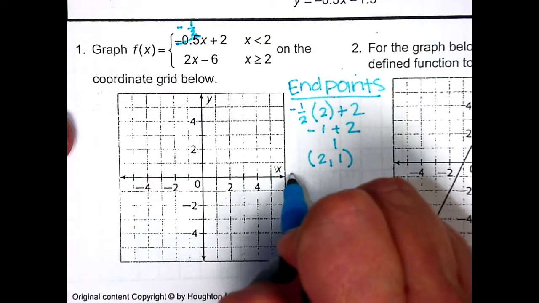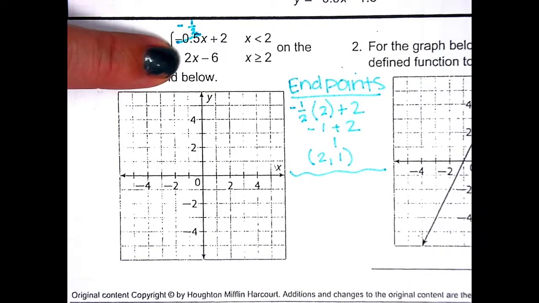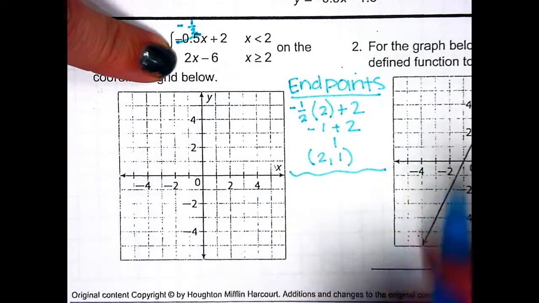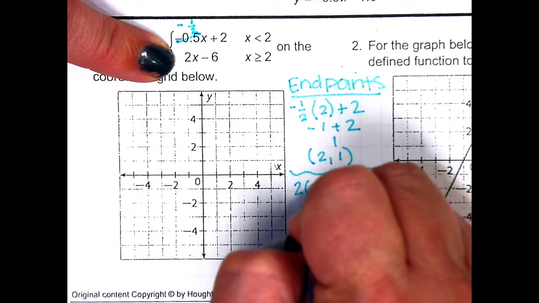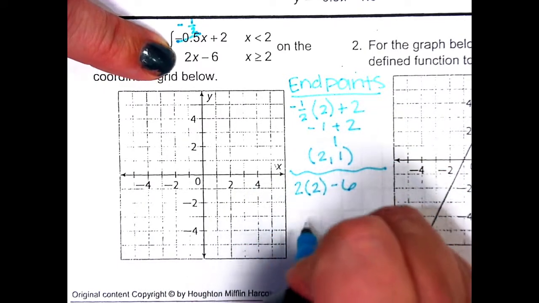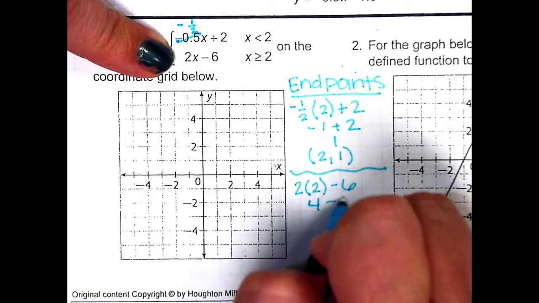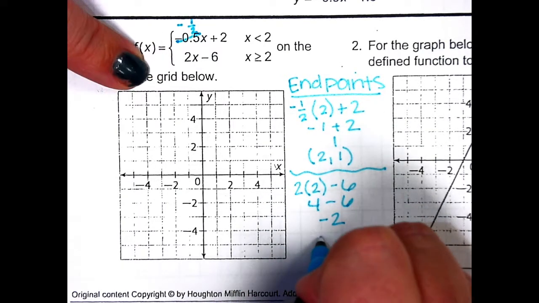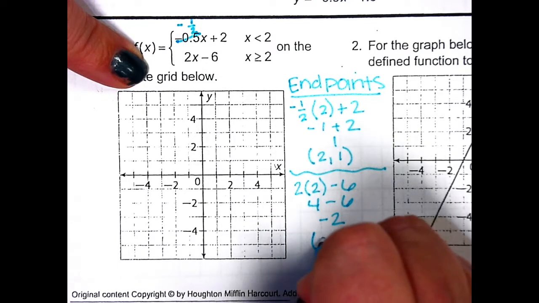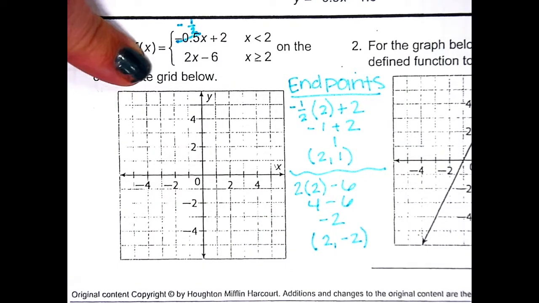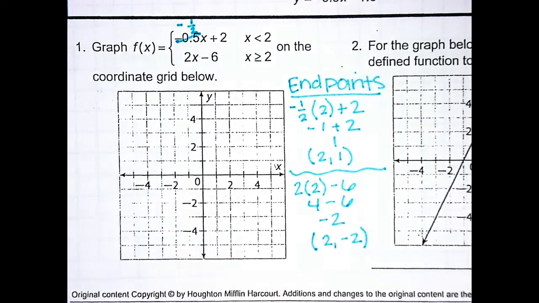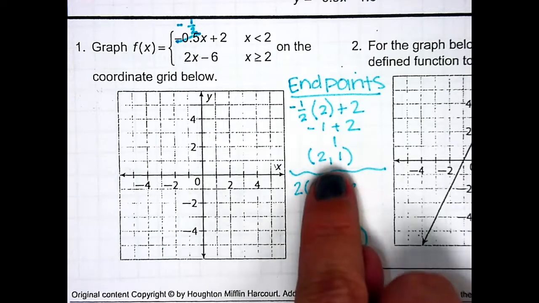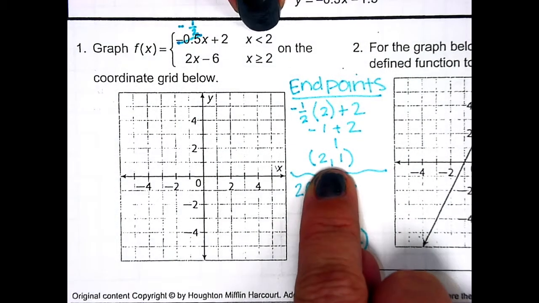Then we have a second equation, 2x minus 6, and the x value is 2. So I have 2 times 2 minus 6. 2 times 2 is 4, and 4 minus 6 is negative 2. So my endpoint for the second equation is 2, negative 2. We take whatever the x value is, and the y value is the answer we get out when we substitute it in.